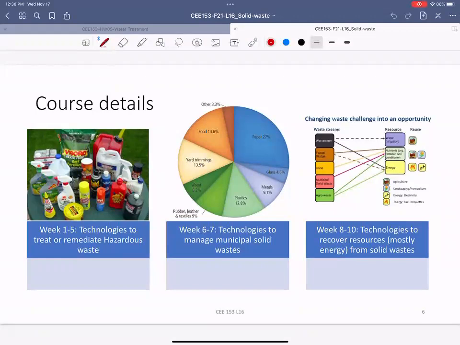So the course details: we have 10 weeks. In the very first 5 weeks, we are going to learn about different technologies that can treat hazardous waste. Then in weeks 6 to 7, you learn about different technologies that can treat municipal solid waste, which is not hazardous, in big cities. And in the last 2 classes, you learn how to harvest energy and resources out of those wastes.